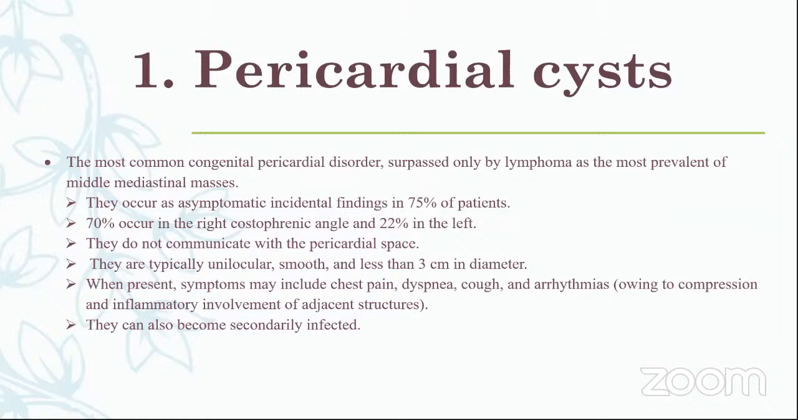The first one is the pericardial cyst. This is the most common congenital pericardial disorder, surpassed only by lymphoma. They occur as an asymptomatic incidental finding in 75% of the patients. 70% occur in the right costophrenic angle and 22% in the left. They don't communicate with the pericardial space, and they are typically unilocular, smooth, and less than 3 centimeters in diameter.